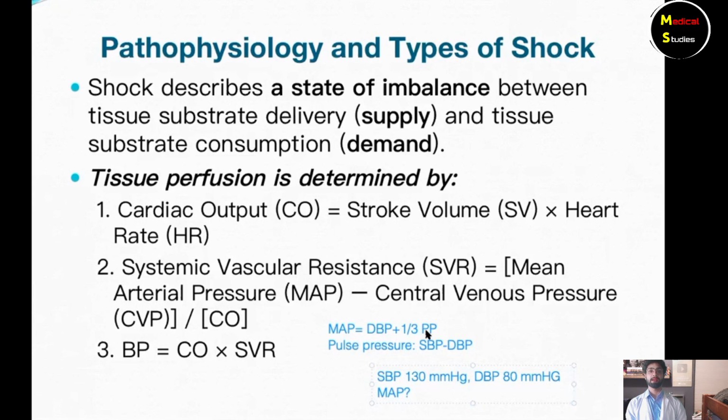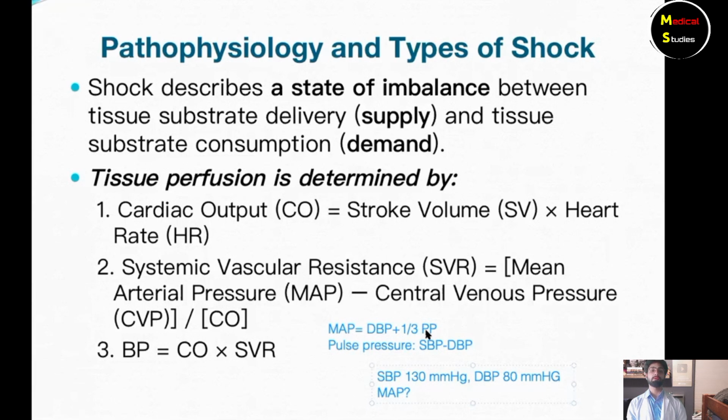Now divide 50 by 3. It is somewhat 16, it comes to 16 point something. What's your answer? Is it 16 point something? Now you have to add 80 with 16 point something. It will become 96.66. Okay, so that is the answer.